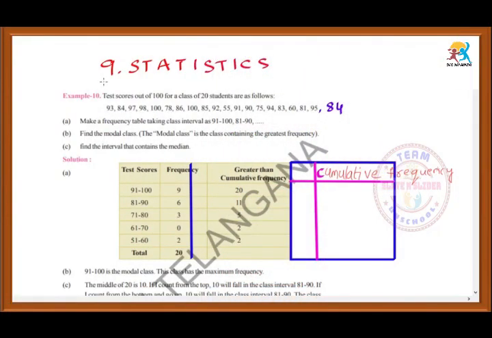Welcome. Today we will discuss statistics. Let's go through one example, that is example 10. Test scores out of 100 for a class of 20 students are as follows. So these are the numbers. Actually these are only 19 numbers, so I have given one more number, that is 84.